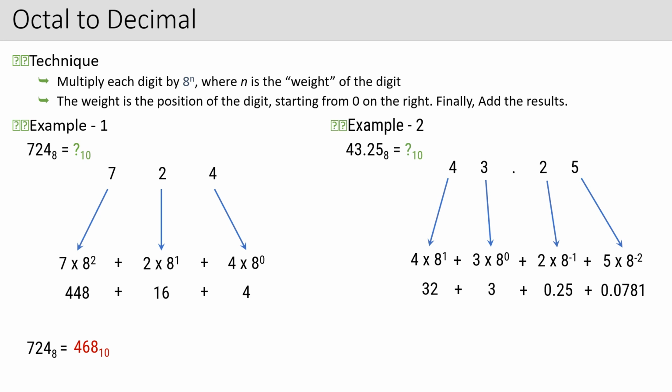4 into 8 is 32, 3 into 1 is 3, 2 into 8 to the power minus 1 means 2 divided by 8. What it gives? 0.25. 5 divided by 8 square, that means 5 divided by 64. So that gives you 0.0781. Add the numbers and you are going to get 35.3281. So this is the decimal equivalent of the octal number 43.25.